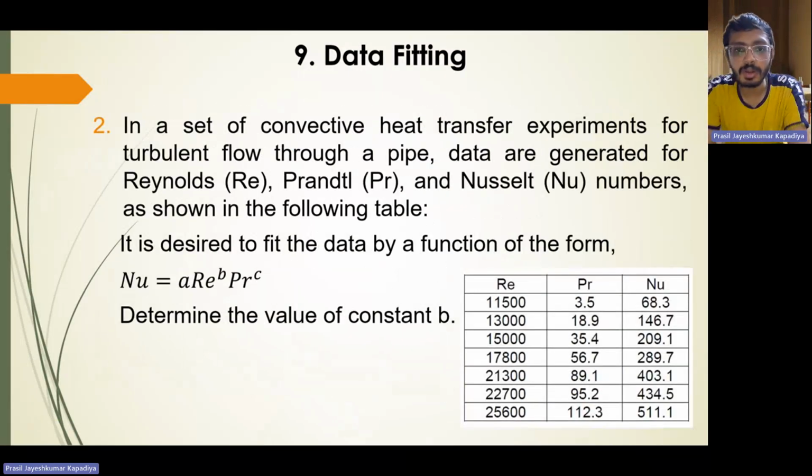In a set of convective heat transfer experiments for turbulent flow through a pipe, data are generated for Reynolds number, Prandtl number, and Nusselt numbers as shown in the following table. It is desired to fit the data by a function of the form Nusselt number is equal to A, Reynolds number to the power B, Prandtl number to the power C. So here it's not polynomial, it is something different.